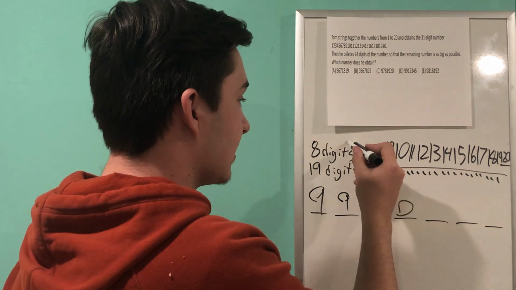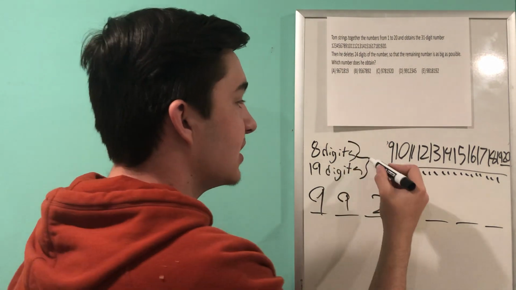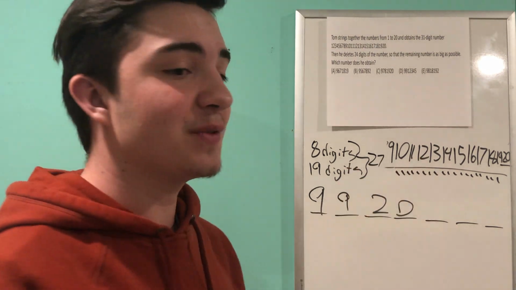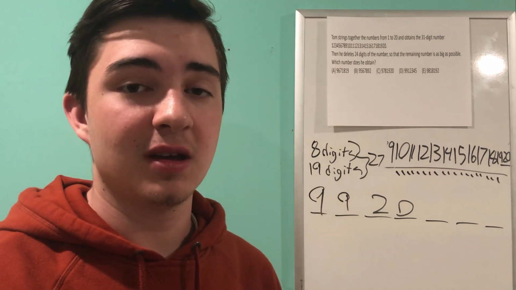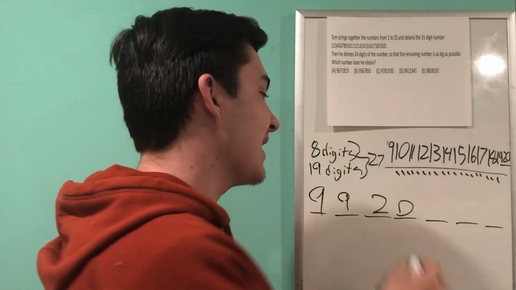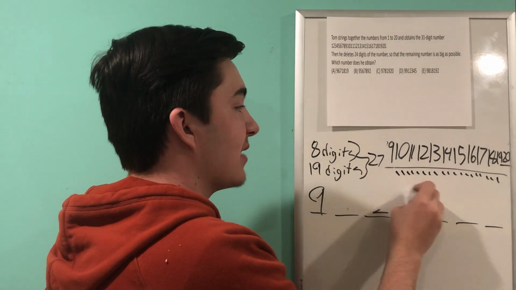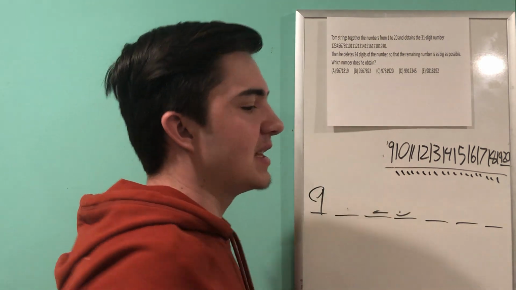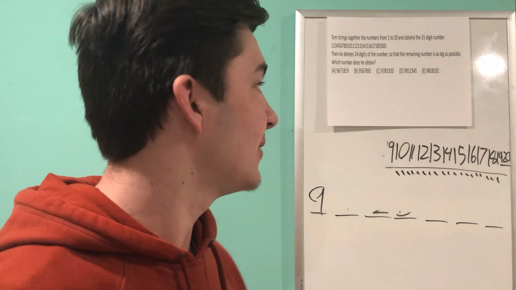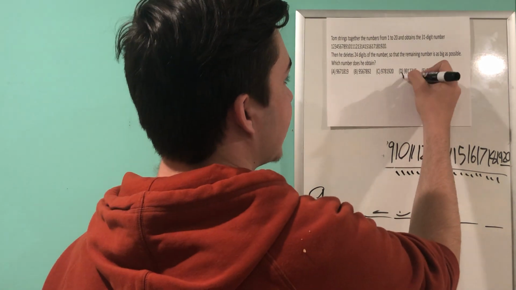And also, look, we used 27 digits. We already got rid of 27 digits, and we're only allowed to get rid of 24. So we know that we can't have 9 as the second number, otherwise we get rid of too many digits. So what number is the next biggest after 9? Well, that's 8, right? So we know it's not the 99.